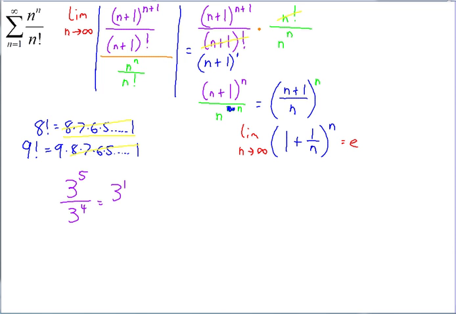So that's one of the famous definitions of e, one of the famous limits in calculus, that it just approaches e there. And since in our case we're looking to see whether this is greater than or less than 1, in this case that's greater than 1, so that tells us that this series diverges.